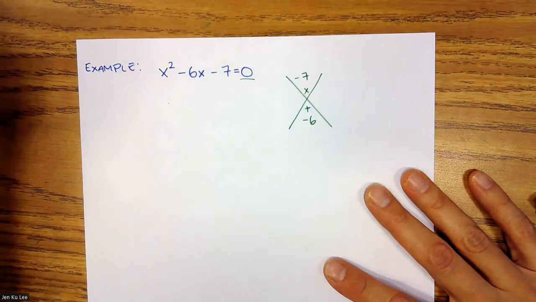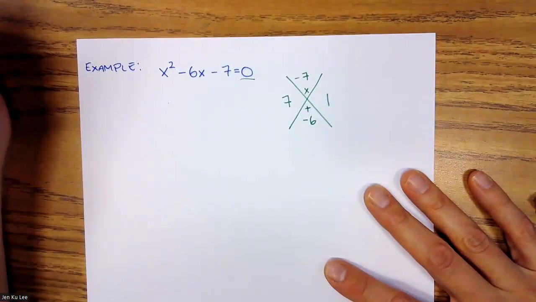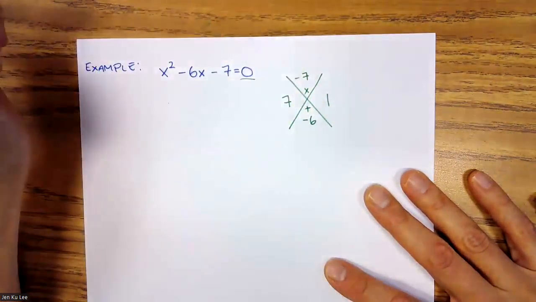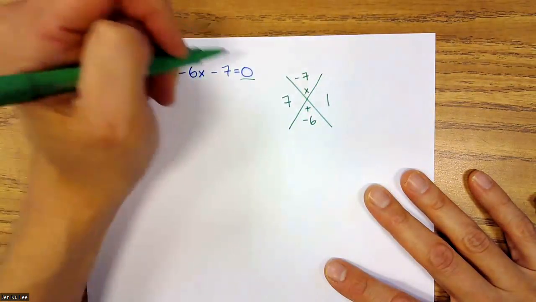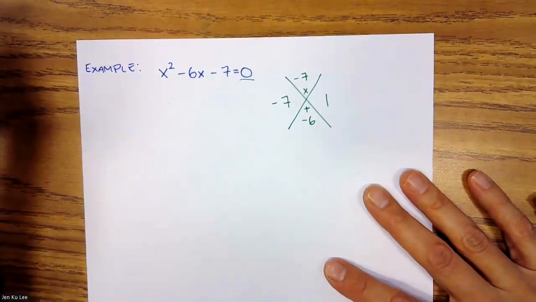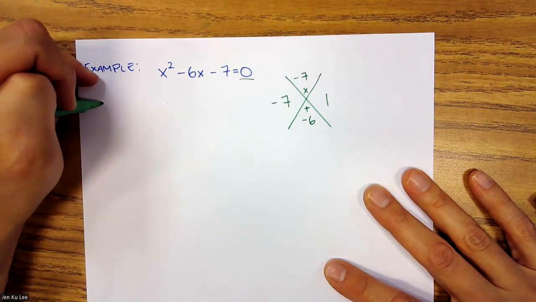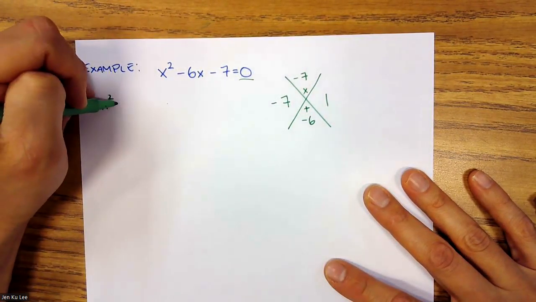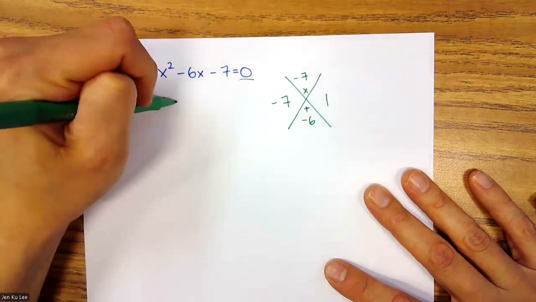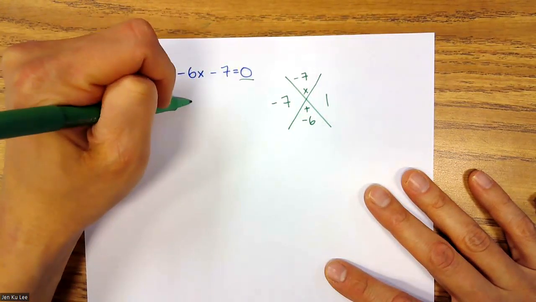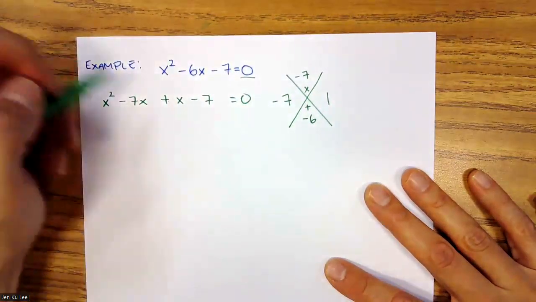7 and 1, right? That's the only combination that I have that multiplies to -7. So -7 plus 1 is -6, right? So I have x squared minus 7x plus 1x minus 7 equals 0.